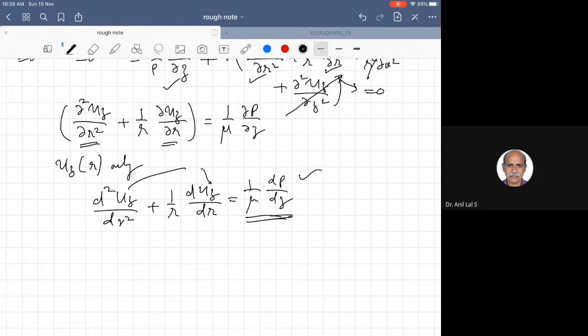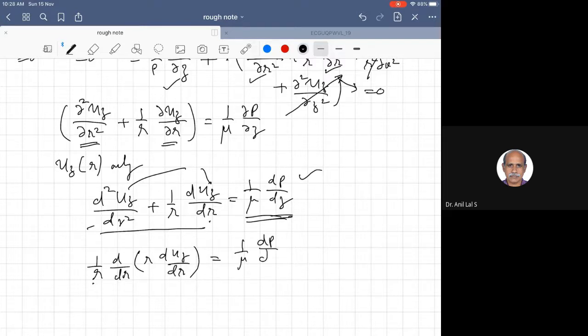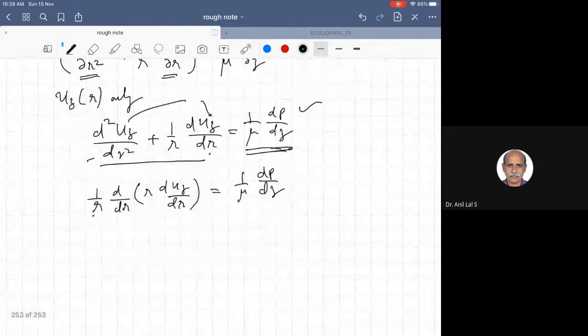This is a simple differential equation. If you look at it, we can see that this is 1 by r d by dr of r into duz by dr, which we can easily identify because it is a product. When r is differentiated it becomes 1, and that 1 by r comes here. When r is taken outside, the r cancels. So this is equal to 1 by mu dp by dz, and it can be easily integrated.